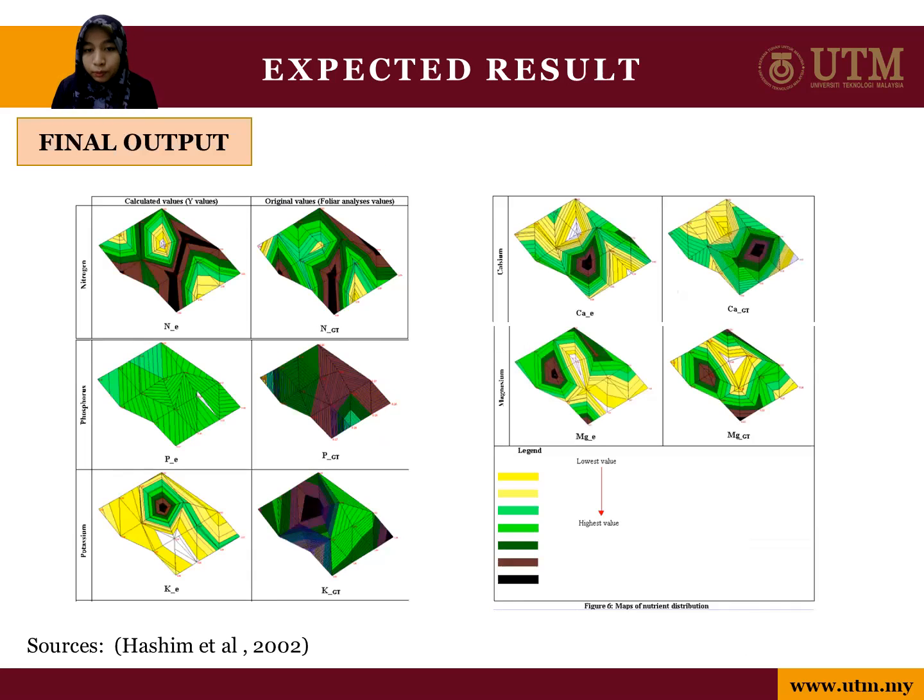Next is the expected result. The final output of this study is an oil palm nutrient map that will show which areas have really good content of nutrient and the nutrient distribution at the study area.